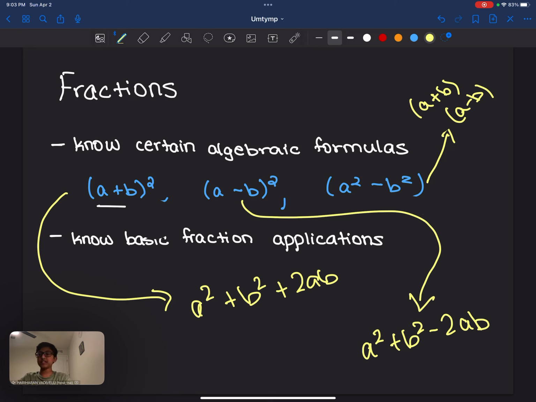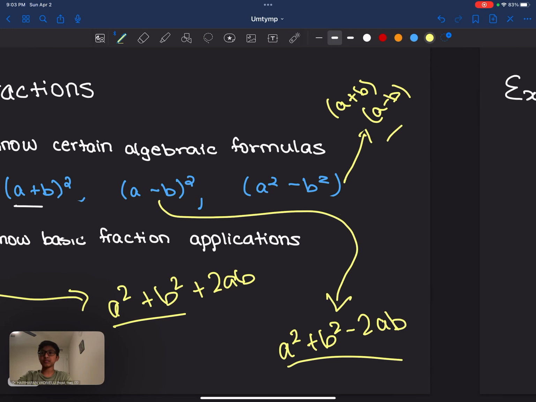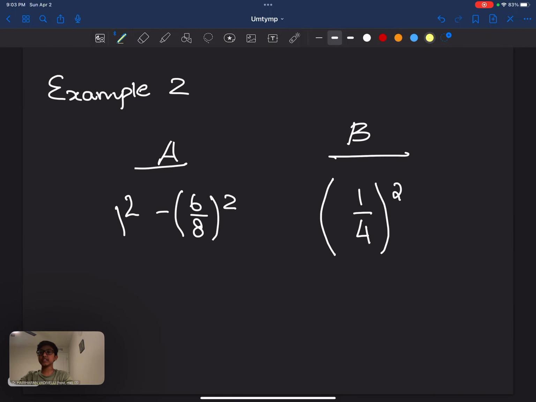Alright, so this slide's kind of messy, so excuse me for that. So this is the next topic, fractions, and you want to know certain algebraic formulas such as a plus b the whole squared, a minus b the whole squared, and a squared minus b squared. I've written down all these formulas, expansions, factoring for all of these formulas, and you just want to know some basic fraction applications.